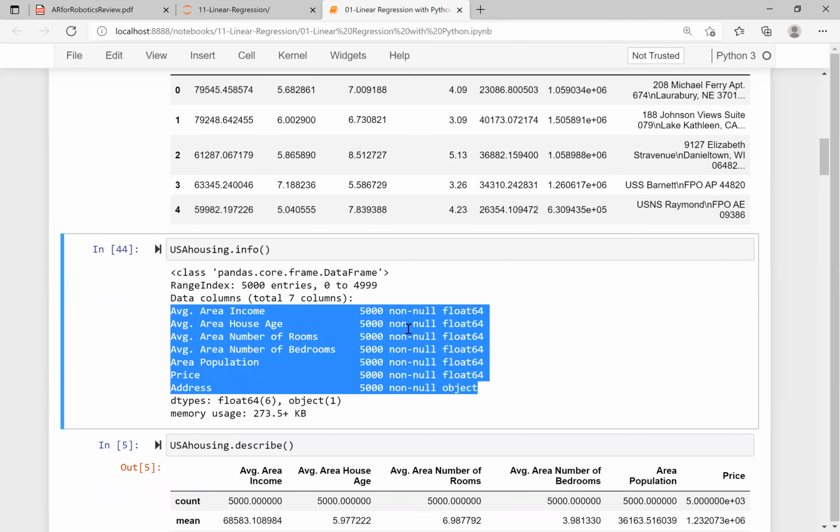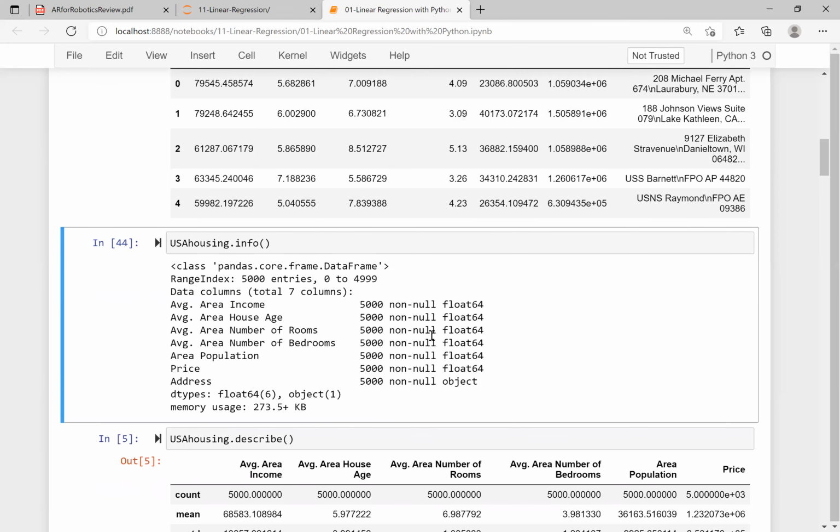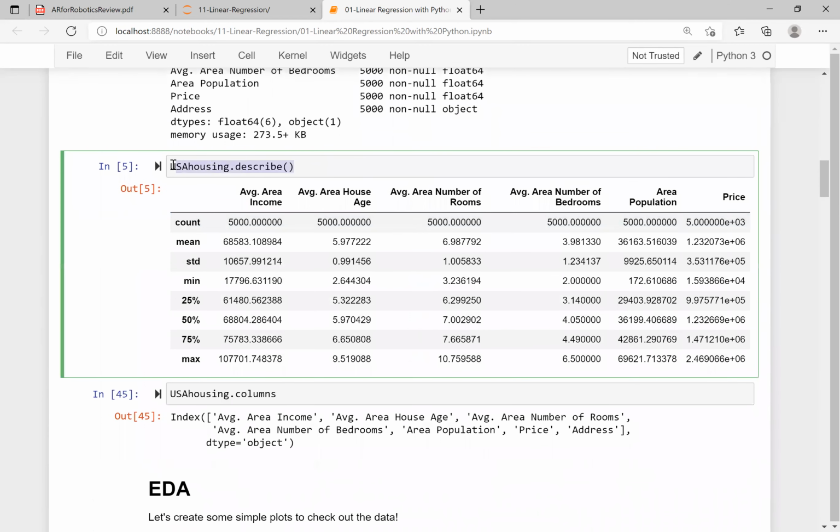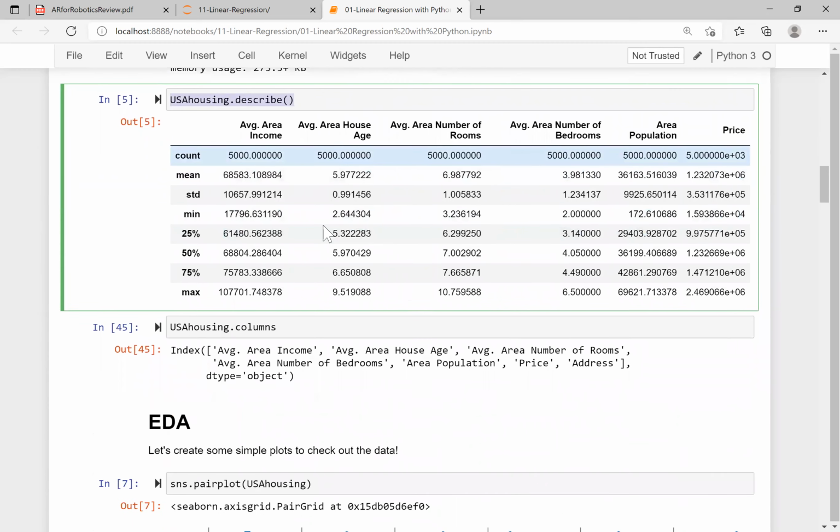Otherwise, we have to perform some kind of data cleaning and processing. But now it's fine, so let's go ahead. Now let's describe each of the columns, just to get an idea of how they look.